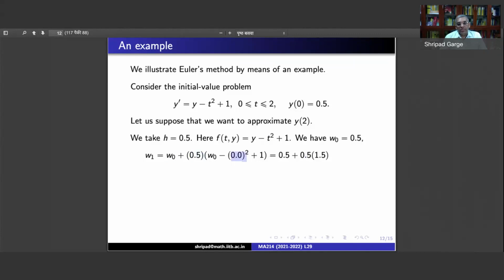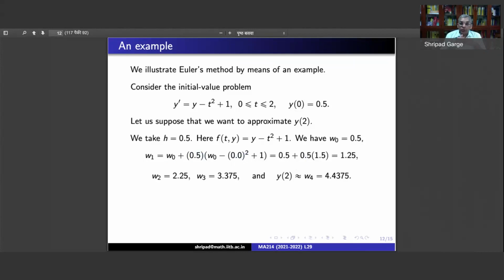Then 0 square is 0 and 1 plus 0.5 gives you 1.5, and so the answer is 1.25. This is W1. W naught is 0.5, W1 is 1.25, W2 is 2.25, W3 is 3.375, and finally Y2, which is W4, is 4.4375. This is the approximate value for Y2 of the function that we are going to look at.